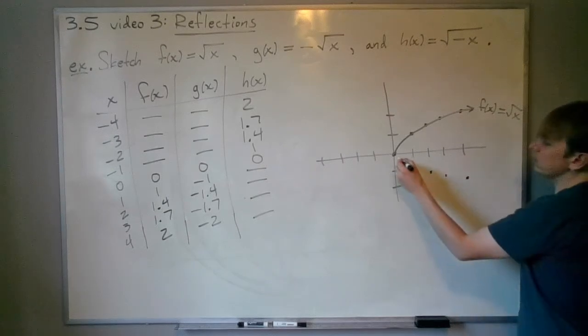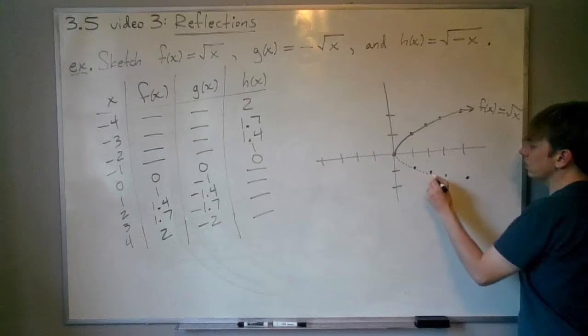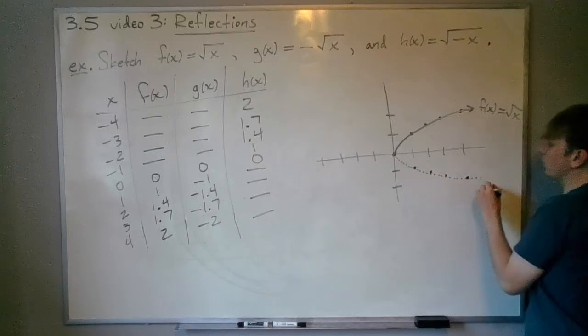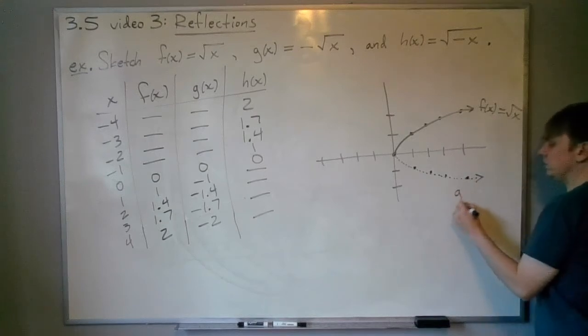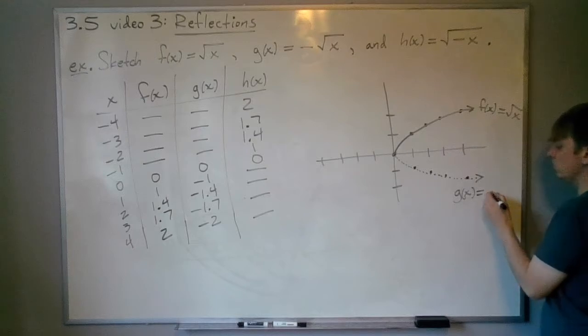Just to make this one look different, I'll use dotted lines, but it's still a normal graph. I'm just trying to make it look different from that one. g of x is minus the square root of x.